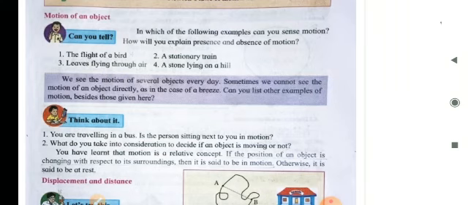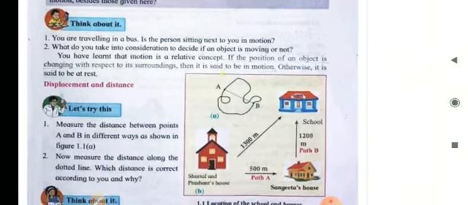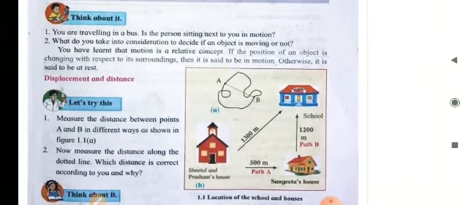So here we can see that in examples 1 and 3 there is presence of motion. So, we see the motion of several objects every day. Sometimes we cannot see the motion of an object directly, as in the case of breeze. You can list other examples of motion besides those given here. Think about it. You are traveling in a bus. Is the person sitting next to you in motion?